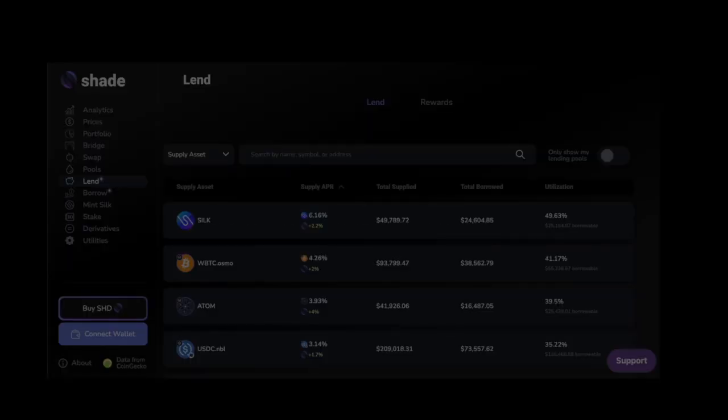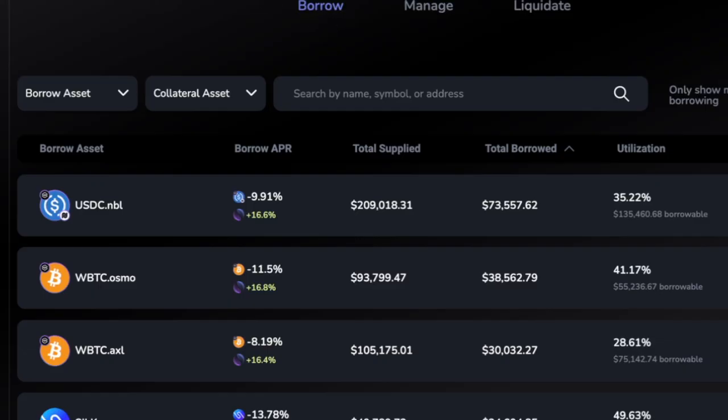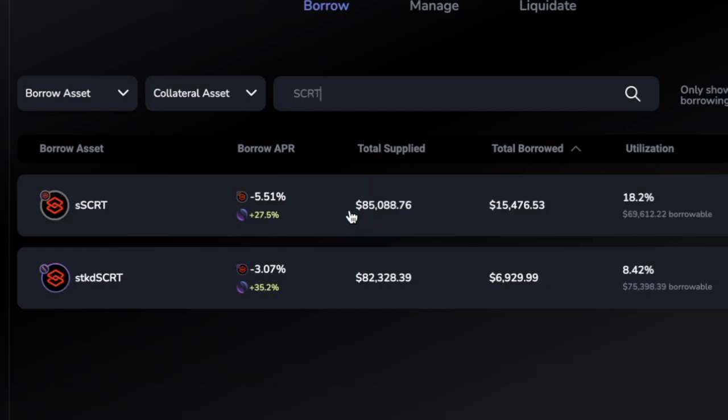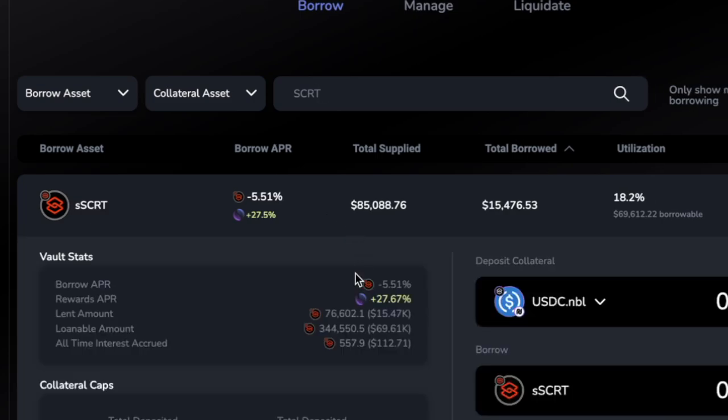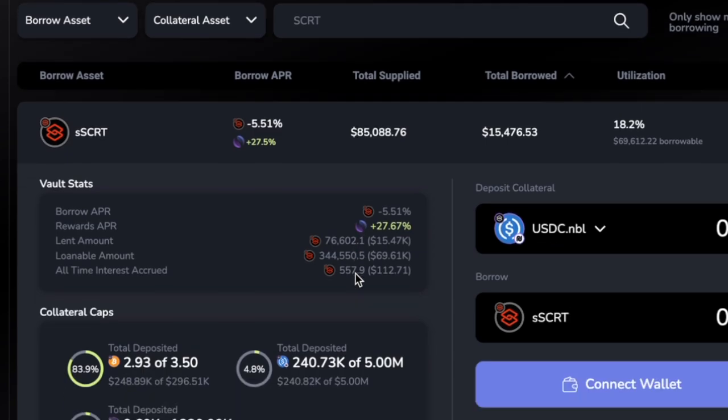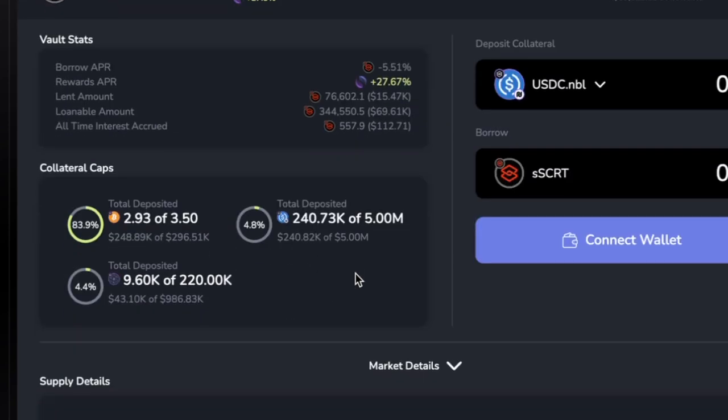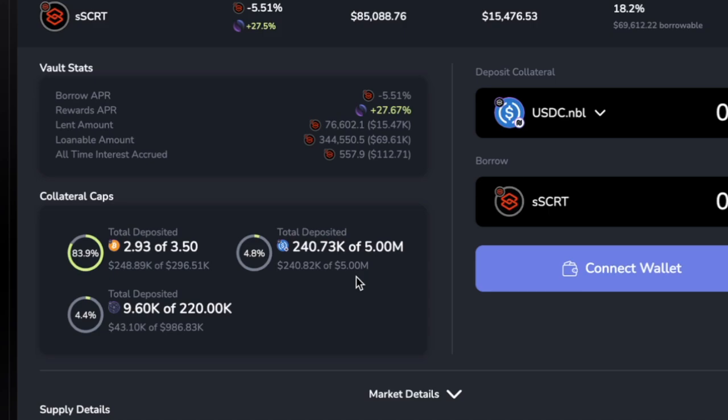First, you can borrow Secret or Staked Secret with a current APR of around 30%. And this is pretty mind blowing, but with the amount of incentives pushed to Shade right now, you can actually earn by borrowing either of these assets from the borrow page. Just subtract the negative number you see in the APR from the green Shade incentives underneath, and that will give you the net APR for this borrow position. Of course, you will need to put up collateral in the form of USDC, Atom, or Bitcoin in order to borrow.